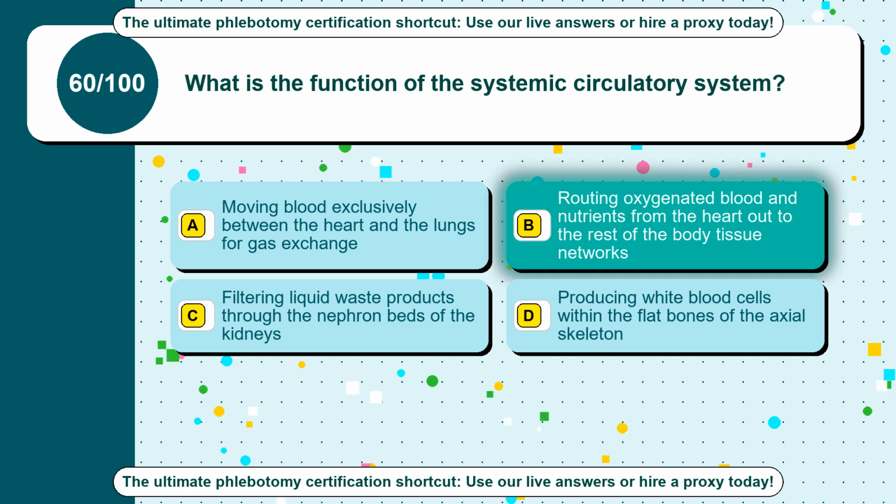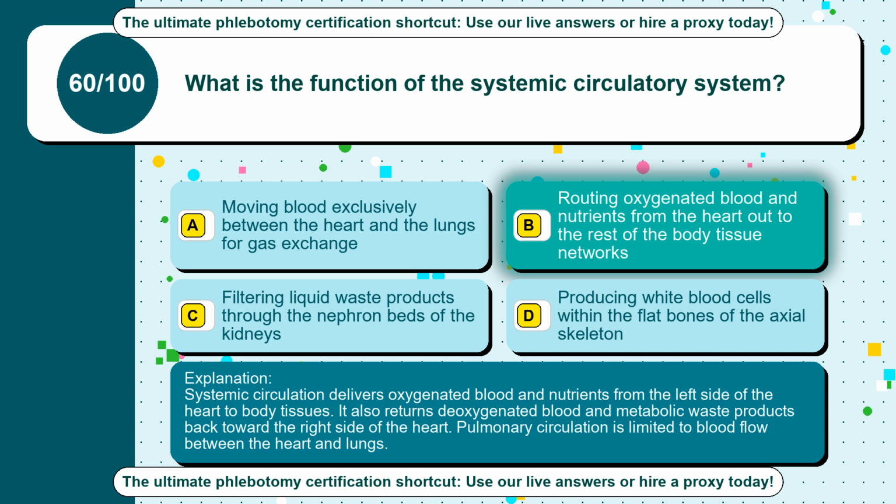The correct answer is option B, routing oxygenated blood and nutrients from the heart out to the rest of the body tissue networks. Systemic circulation delivers oxygenated blood and nutrients from the left side of the heart to body tissues. It also returns deoxygenated blood and metabolic waste products back toward the right side of the heart. Pulmonary circulation is limited to blood flow between the heart and lungs.